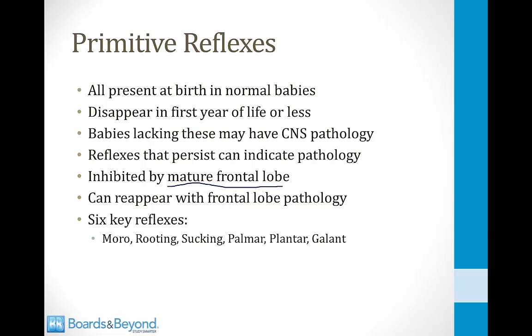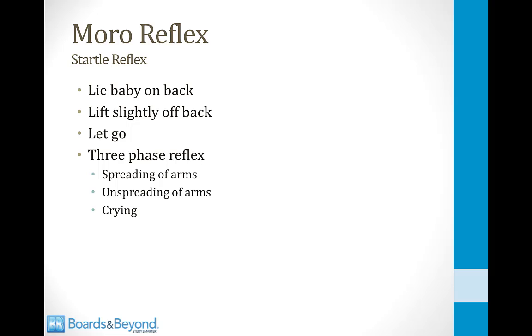And there are 6 key reflexes that you should know: the Moro, the rooting, the sucking, the palmar, the plantar, and the glant. The Moro reflex is also called the startle reflex, and that's because babies will sometimes do this when they're startled, for example, by a loud noise. The way you test the Moro reflex is to lie the baby on its back and then lift it just very slightly off the bed and then let go.